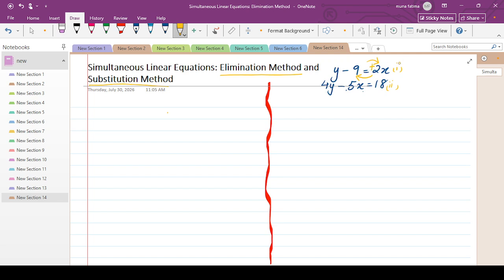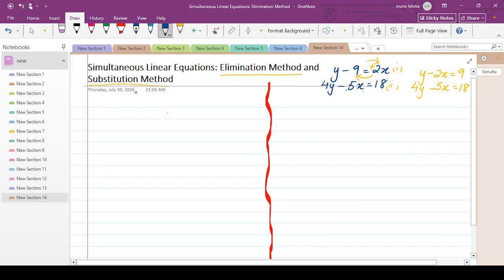So after we do that, y stays over there. 2x was positive on the other side, it becomes negative when it comes over here, and the 9 was negative, it becomes a positive. The second equation was fine as it is. And you notice that we are writing the x variable below the x variable and the y variable below the y variable. Now using the first method, elimination.